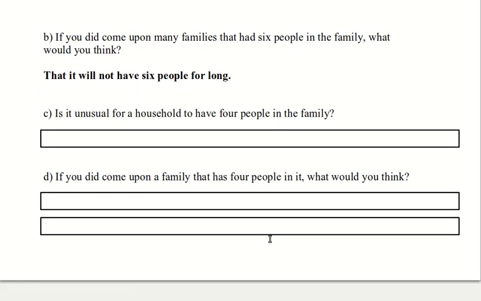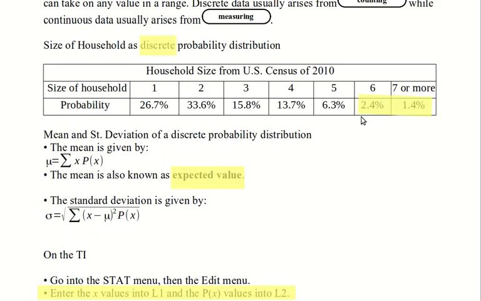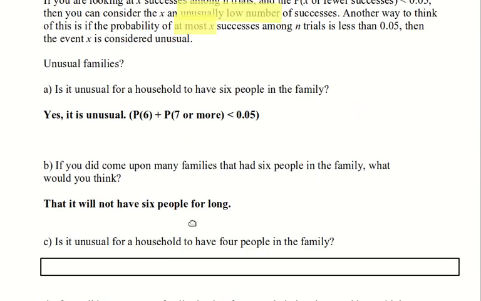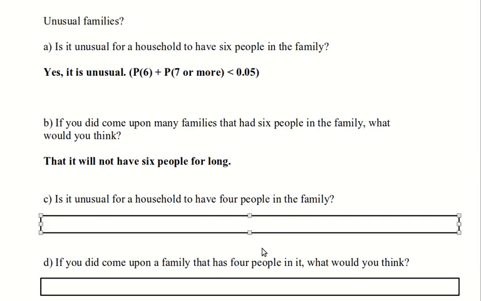Is it unusual for a household to have 4 people in the family? Well, let's look back at our data. So, unusual to have 4 people in the family? Now, I don't have to worry about adding up the probability of having 4 people to 5 to 6 to 7 because I'm already over 5%. So this one's a lot easier simply because I look at 4 and I'm already over 5%. So this is going to be relatively straightforward.